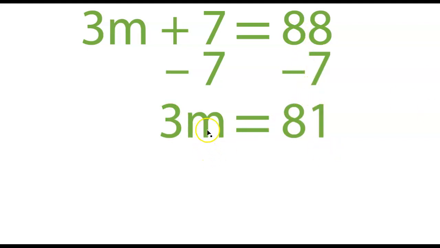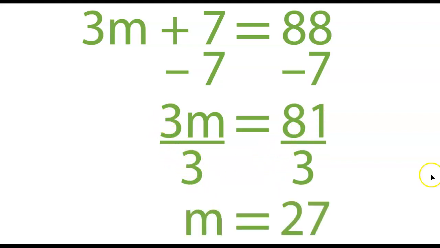Okay, now the next step is we still want to get m by itself, so we have to do something with this times 3. How do we undo times 3? We divide by 3. And we're going to divide both sides by 3. So over here, that times 3 divided by 3 should cancel out, right? And then over here, we're going to do 81 divided by 3. And this is what we'll end up with. We'll have just m on the left side, which is the goal. That's what we wanted to solve for.